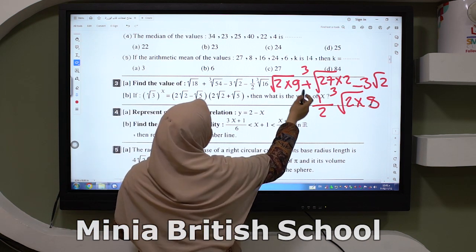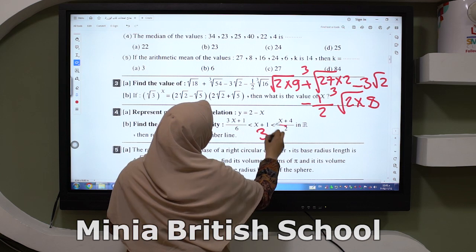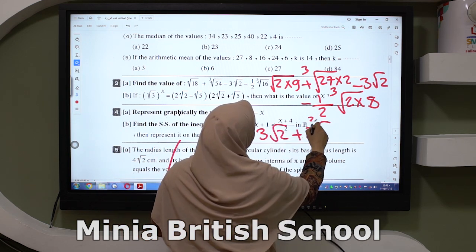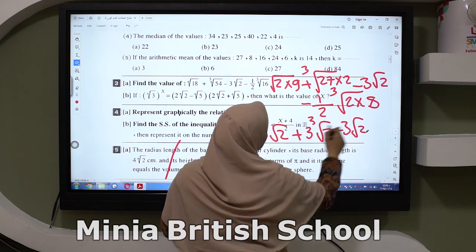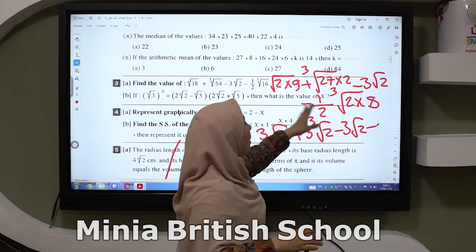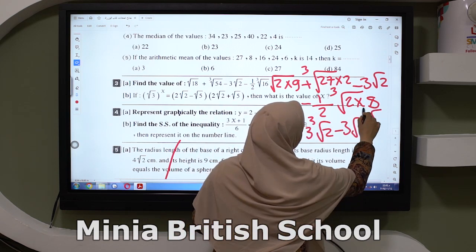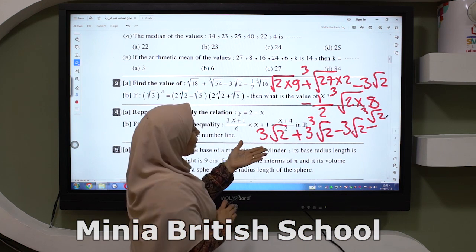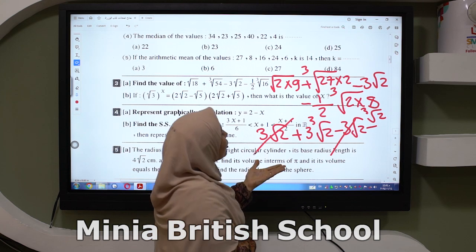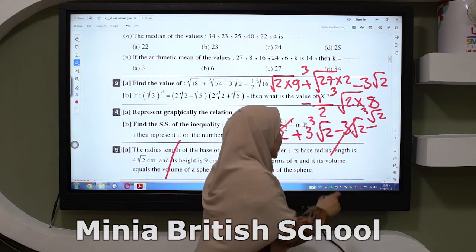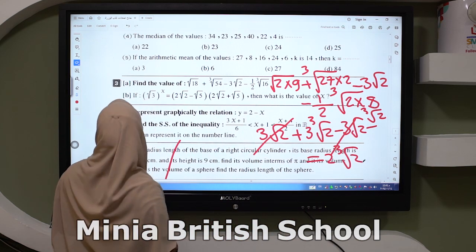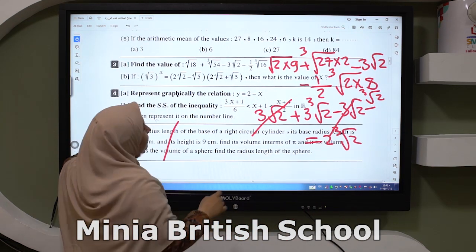Then 3 here becomes 3 root 2 plus 3 cube root 2 minus 3 root 2 minus cube root 8, which equals 2. 2 times half equals 1. 3 root 2 minus 3 root 2 equals 0. 3 cube root 2 minus cube root 2 equals, yes, 2 cube root 2. Good. Now 3b.